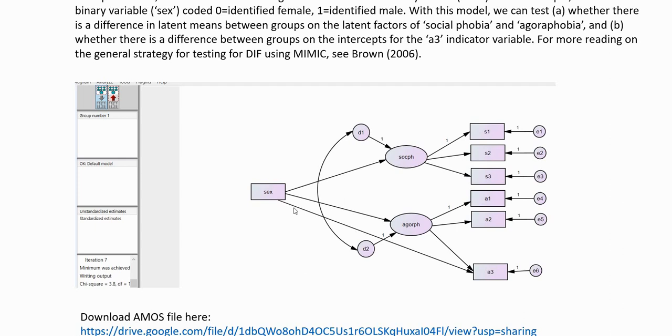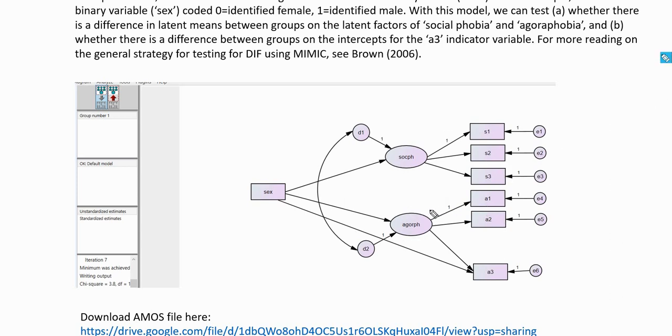Okay, so for our second example, we're going to test this MIMIC model by Brown, and we're not going through every step that he provided, but in this particular model we have two latent factors. We have social phobia and agoraphobia, and there are 6 indicators of those factors. The first 3 indicators are for social phobia. The remaining 3 indicators are for agoraphobia, and you can see that for each case, one of those factor loadings is fixed at 1 to identify the model.